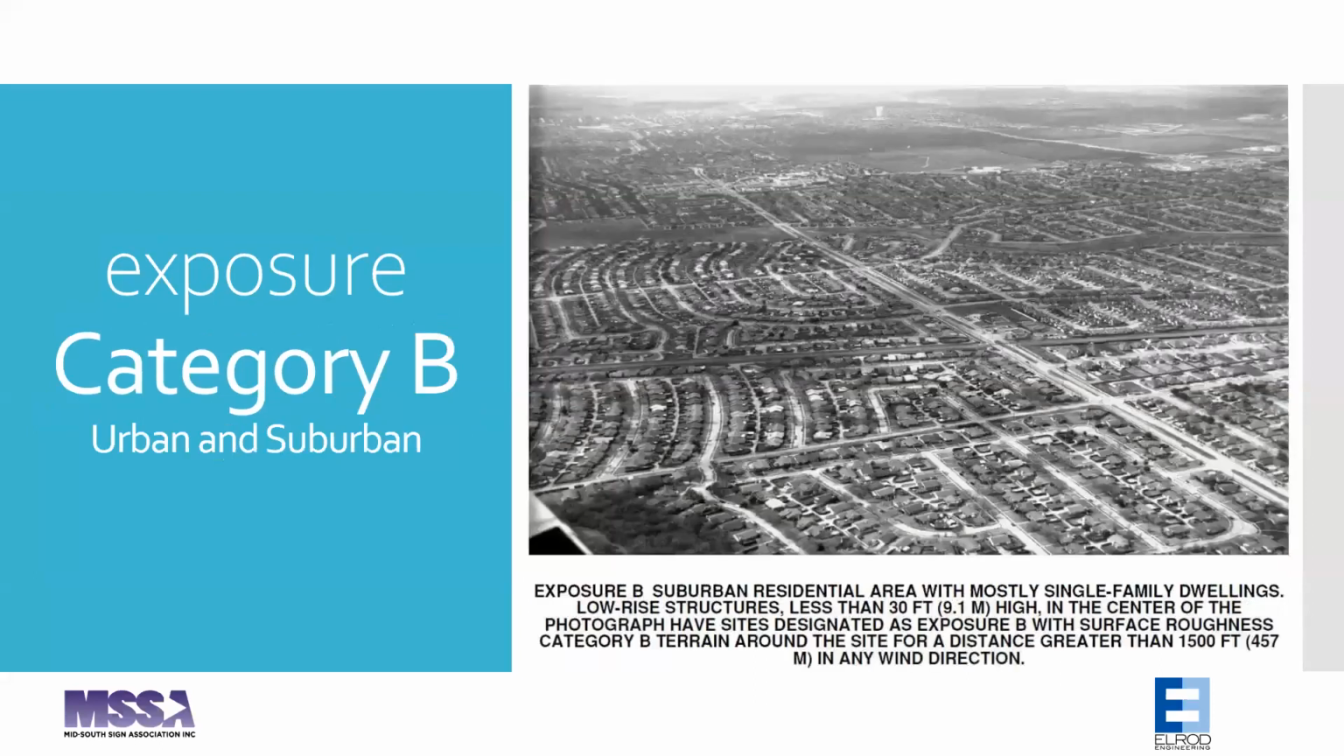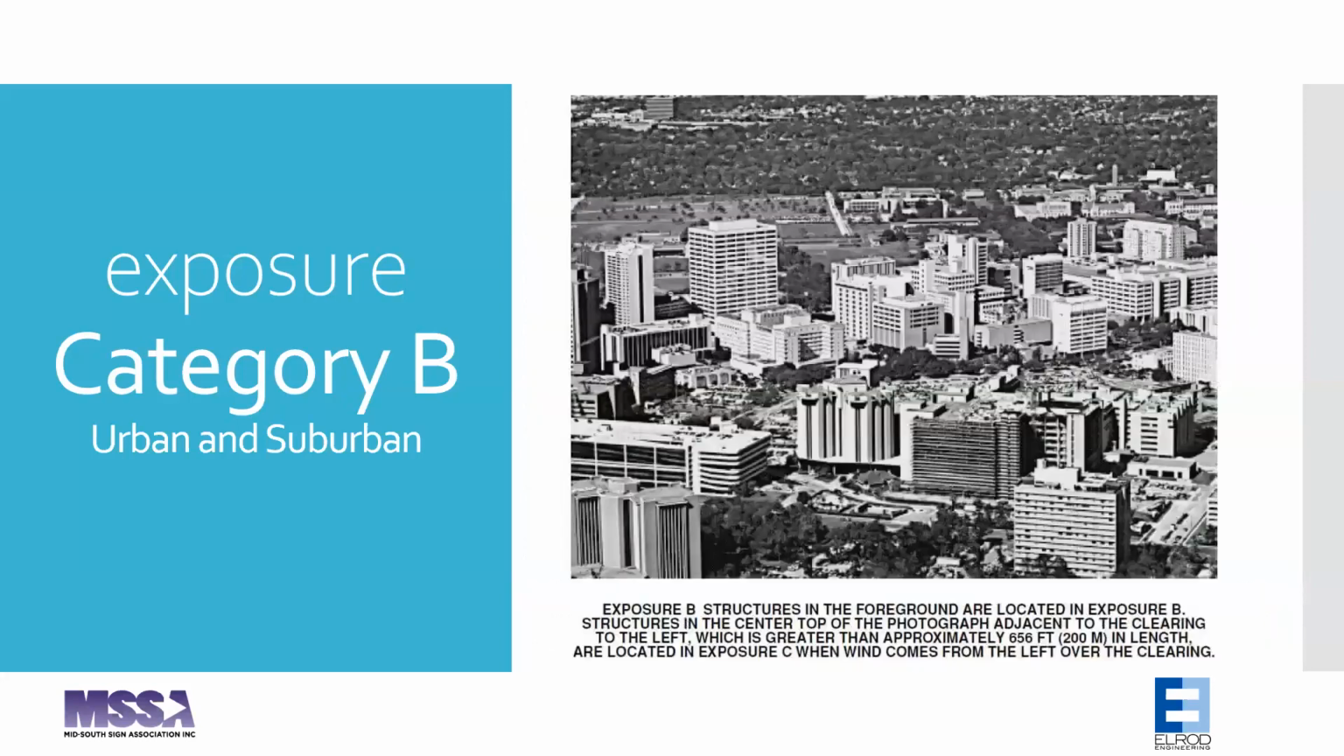Exposure B is more built up, which disrupts the flow of the wind. Therefore, the wind load applied can be reduced. You can see in the slide, typical suburban area, lots of single-story structures with scattered 2-story structures thrown in. This is another example of exposure category B, where you get into a more common downtown area with multiple-story structures.